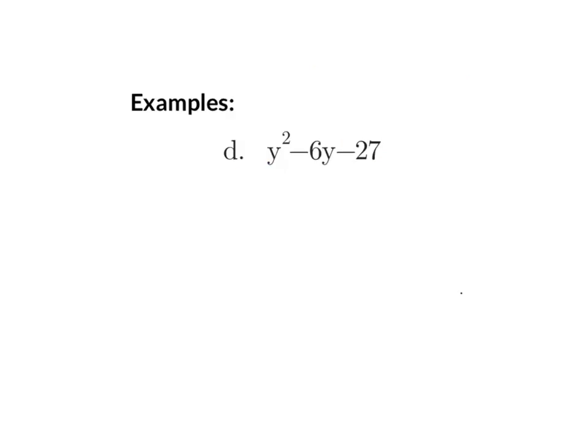Okay, a few more examples. For D, we have y squared minus 6y minus 27. So my factors, I'm going to start off with my firsts are y and y. I note here that in order to multiply to negative 27, I do need different signs. So I'm going to go ahead and put those in. Minus plus, again, it doesn't matter where you put your signs, okay, as long as they're different.